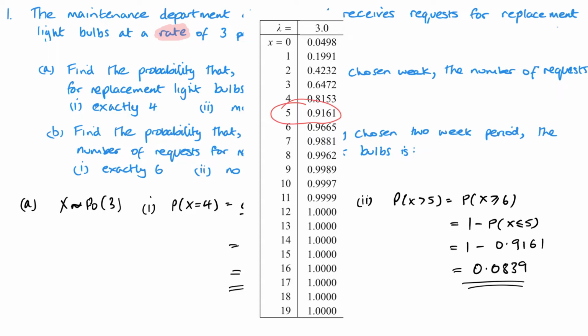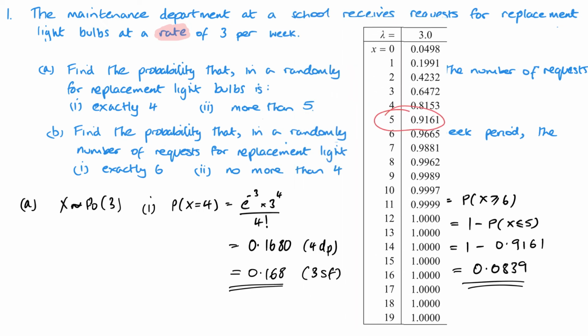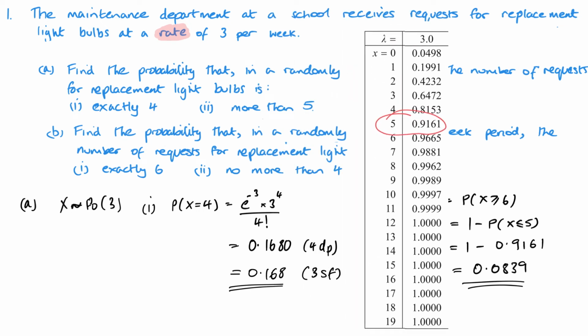Now, don't forget, just while we've got this up, if I just pop this to the side a second, and I'll switch colour pens, we could have for part A, to find x equals 4, done x is less than or equal to 4 minus the probability that x is less than or equal to 3. And that's these two values here, aren't they? So I'll just circle them nicely so you can see. So 0.6472 minus 0.8153.